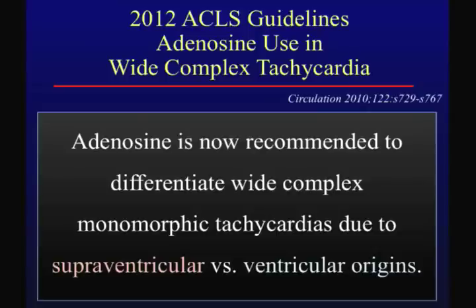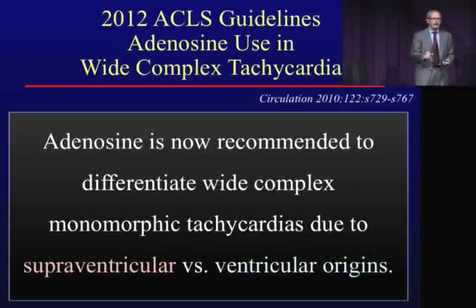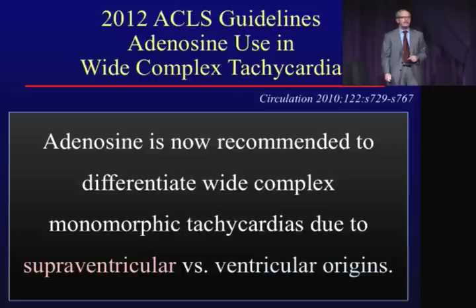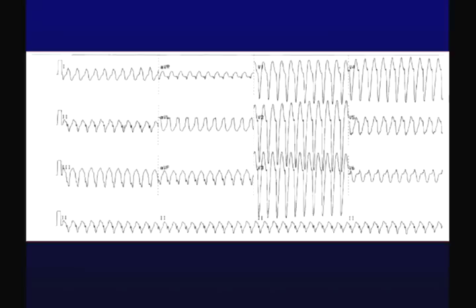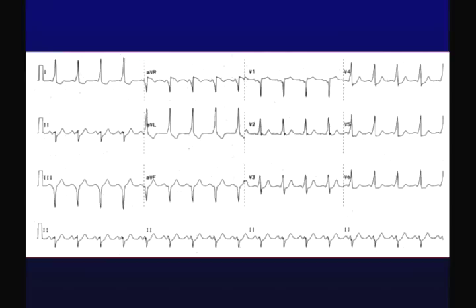But please remember, it is recommended to differentiate, I should highlight this word, monomorphic, which is a big word meaning all the beats look the same. If all the beats that are wide look the same, giddy up as far as adenosine to differentiate it between PSVT 15% of the time and VTAC. It won't hurt VTAC.